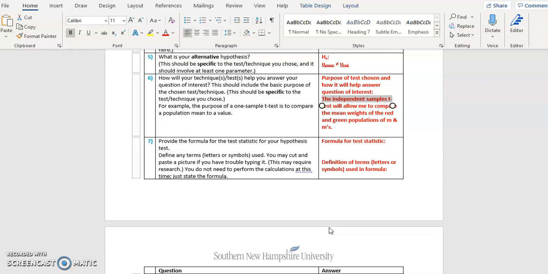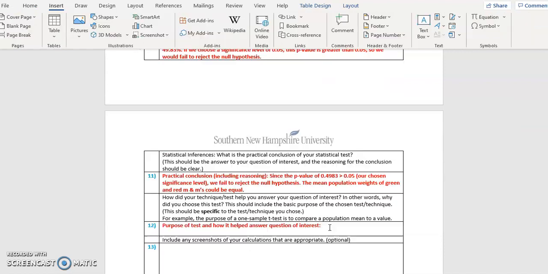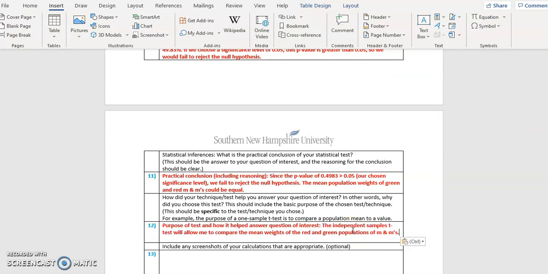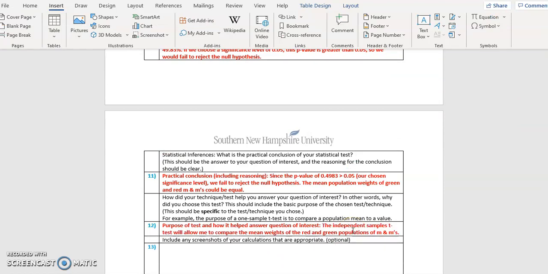Number 6 on Milestone 3. So the independent samples t-test will allow me to compare the mean weights of the red and green population of M&Ms. Right? The purpose of an independent samples t-test is to compare the means of two groups. So make sure you include that if you're doing a two-sample independent t-test, that's what its purpose is: to compare the population means of two groups.